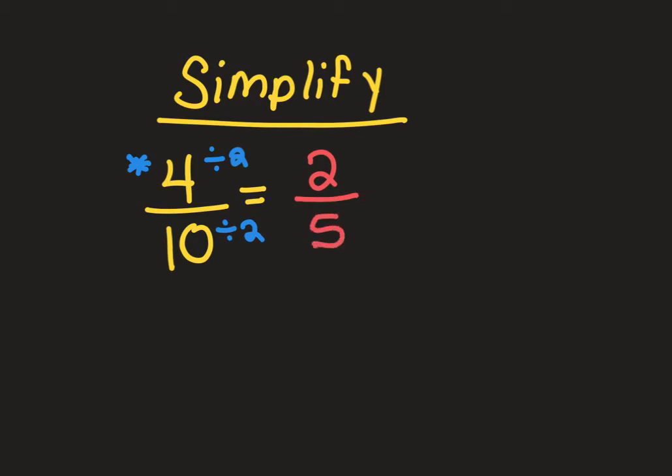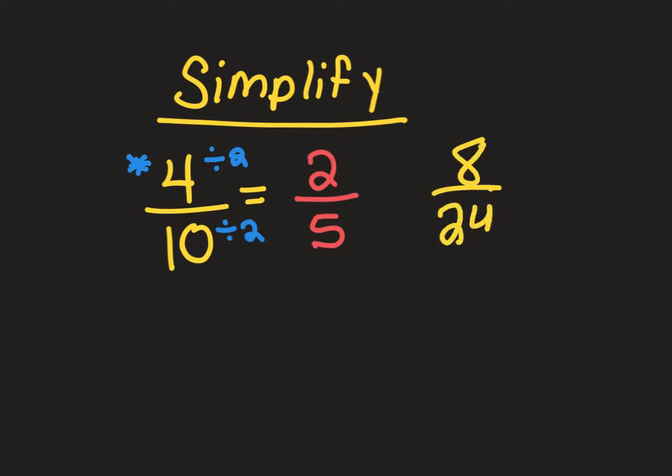When I look at 2 and 5, I notice that 2 is even and 5 is odd. 2 is a number that's only divisible by 1 and itself, so nothing else will go into it. So this is in simplest form. It is as low as it will go. Let's try another one.